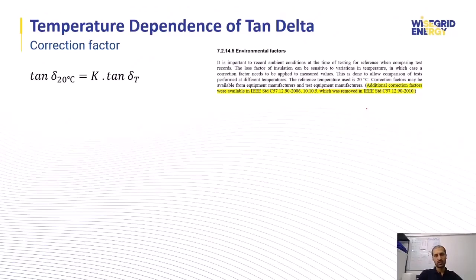But in the new edition of the IEEE standard, correction factors were removed, and it is stated that experience has shown that the variation in power factor with temperature is substantial and erratic, so that no single correction factor will fit all cases.